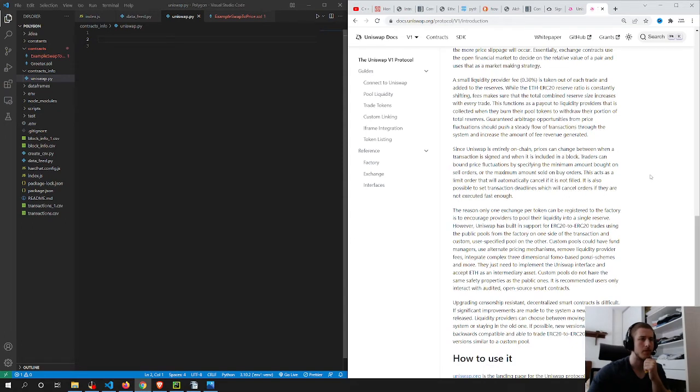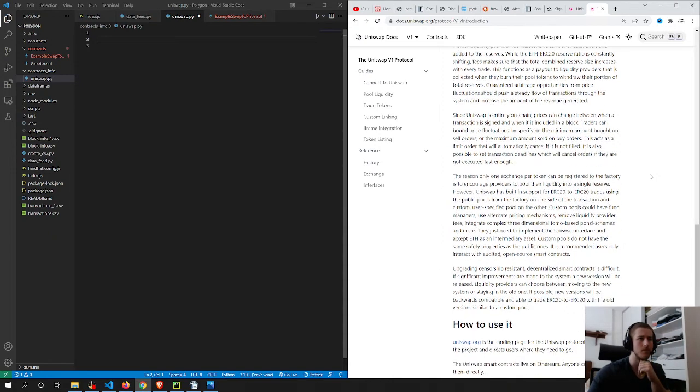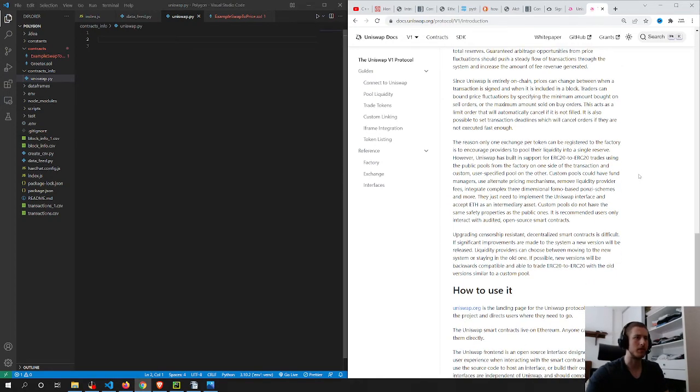Since Uniswap is entirely on-chain, prices can change between when a transaction is signed and when it is included in a block. Traders can bound price fluctuations by specifying the minimum amount bought on sell orders or the maximum amount sold on buy orders. This acts as a limit order that will automatically cancel if it is not fulfilled. It is also possible to set transaction deadlines, which will cancel orders if they are not executed fast enough.